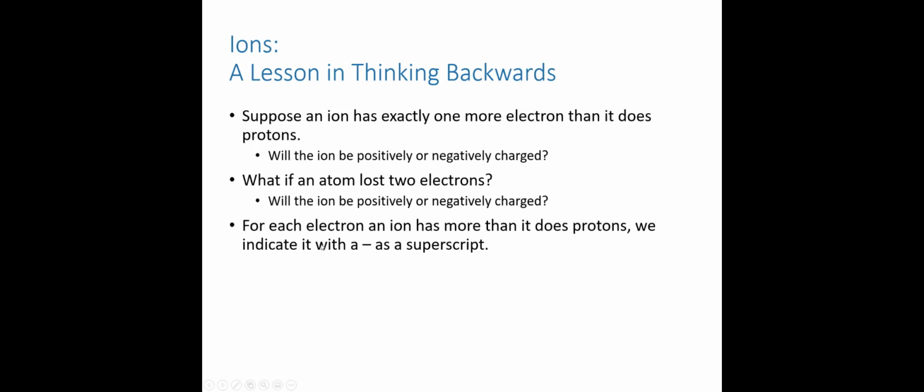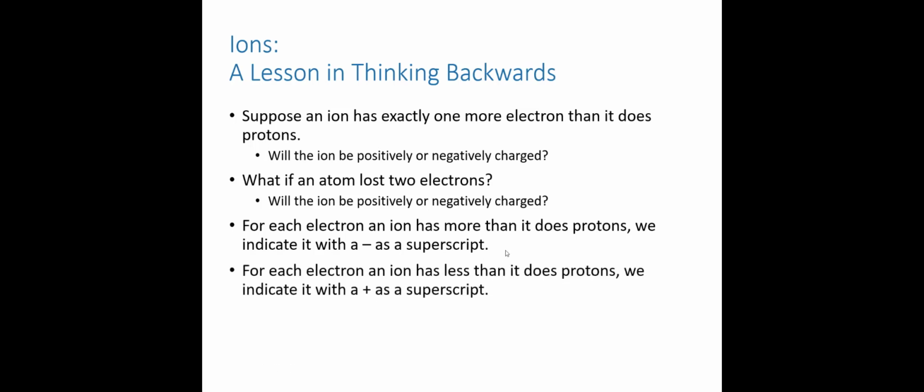For every electron that an ion has more than it has protons, we will indicate it with a minus sign as a superscript. A superscript meaning like a power of 10. It'll be up and to the right of the number. And similarly, for each electron an ion has less than protons, we indicate that with a positive sign as a superscript. And we will generally put numbers in front of these signs to give us an idea how many more protons or electrons a given ion has. So let's go ahead and look at a few simple examples.